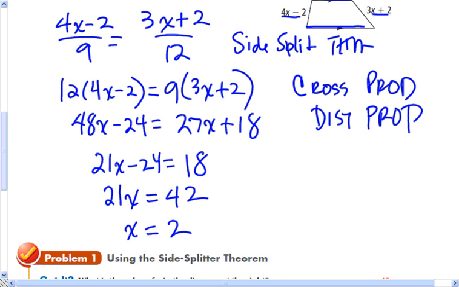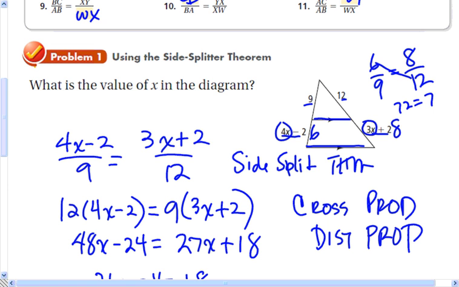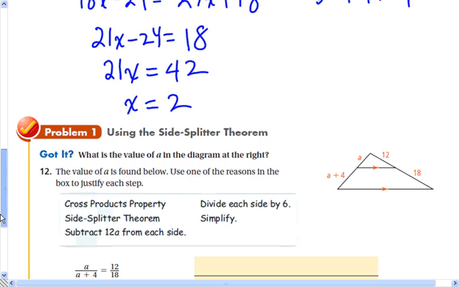And just to check that, if x is 2, 4 times 2 would be 8, minus 2 is 6. So we get 6 over 9. And then 3 times 2 is 6, plus 2 is 8. We get 8 over 12. We have to make sure those are equal. 6 times 12 is 72, and 9 times 8 is 72. So if the cross products are equal, then they're proportional.